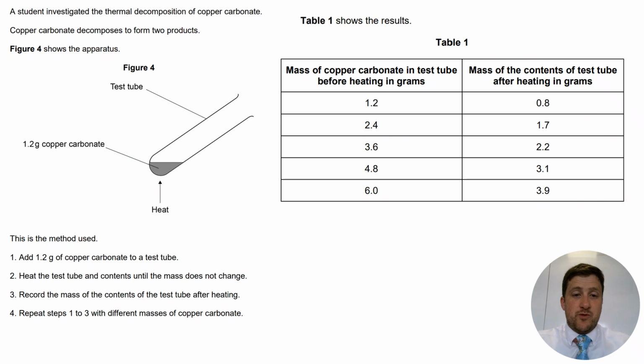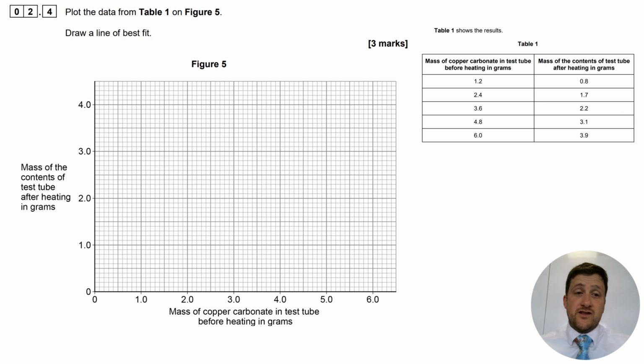Okay, big one here. So we have a diagram with the method. We have a results table. If you notice, there's no question on this slide because there's not space for it. But they like to give you a lot of information in one chunk to then give you a question. Like this question, 2.4, plot the data. And you can see table 1 is there as well.